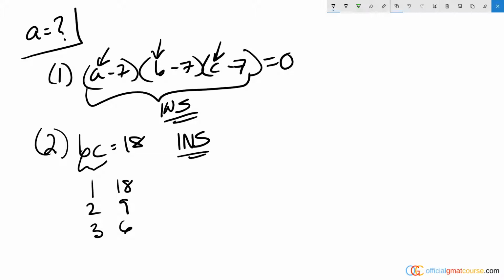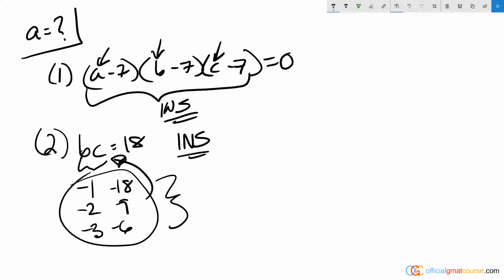So we have a number of options for what b and c are, and obviously they could be negative, because I don't think it ever told us that they had to be positive. Negative numbers are still integers, but these are the options. Positive or negative of these numbers are the only integers that multiply together to get us to 18, which means I don't see a 7 here.